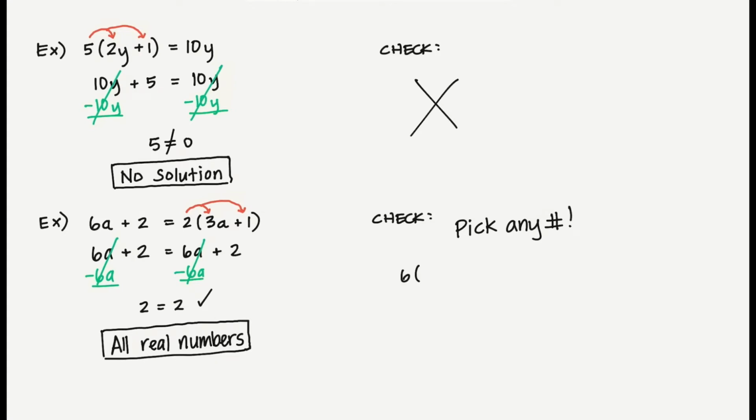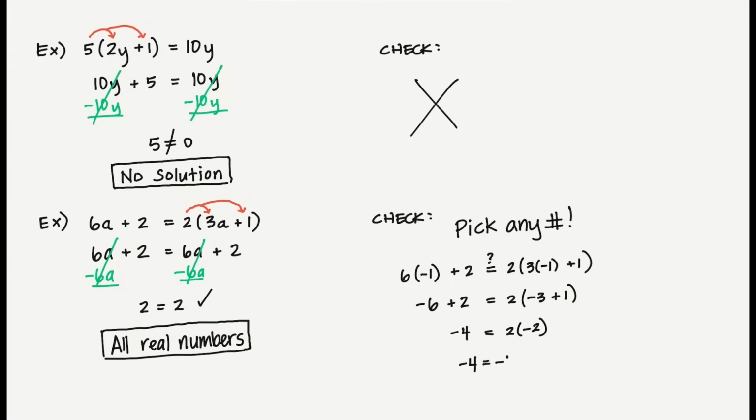So I'm going to pick -1. So 6 times -1 plus 2, is that equal to 2 times (3 times -1 plus 1)? So that's -6 plus 2. That's 2 times -3 plus 1. That's -4. 2 times -2 is also -4. So see, it works out.